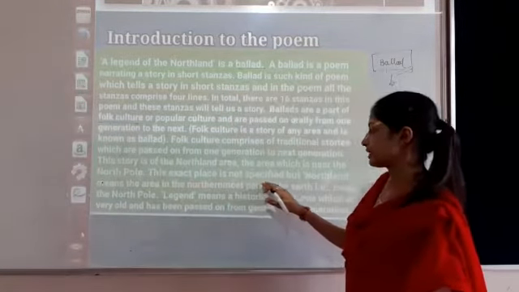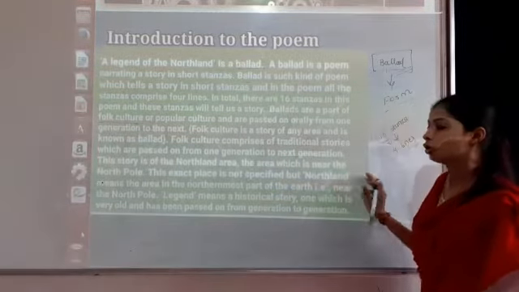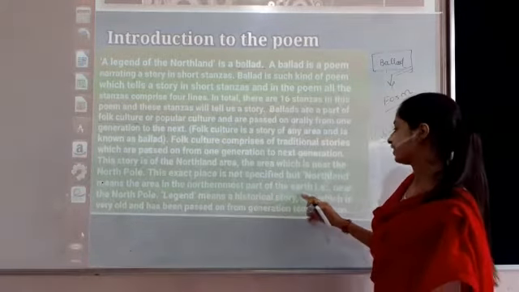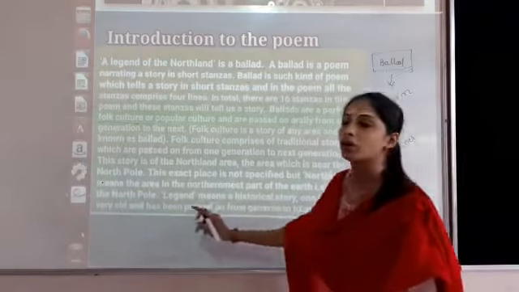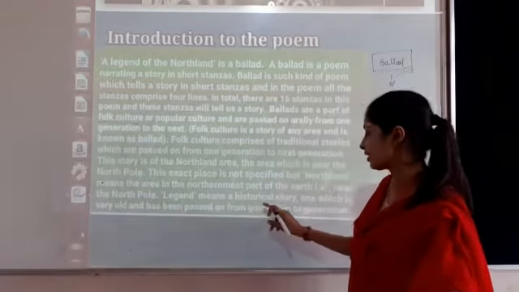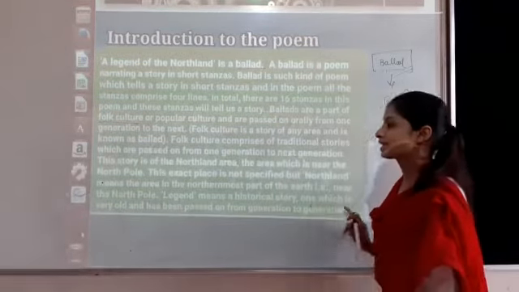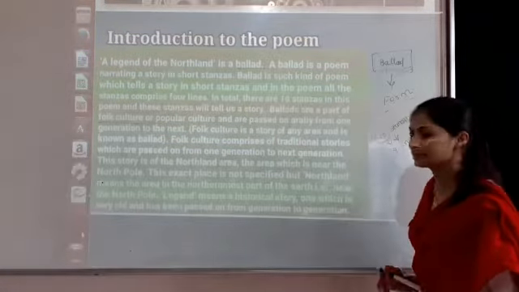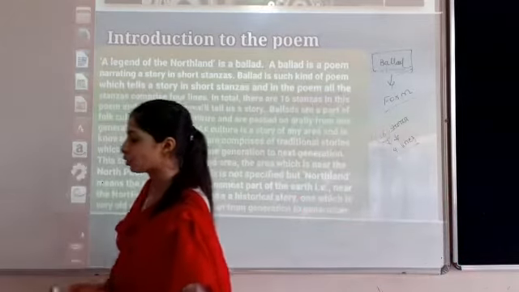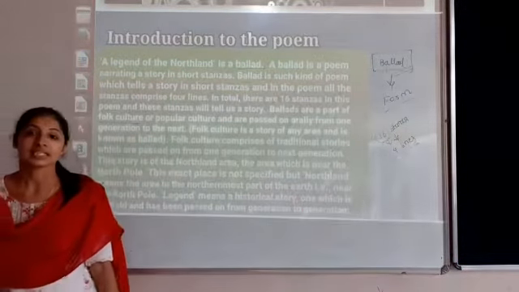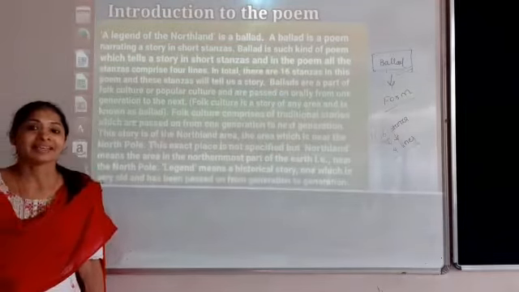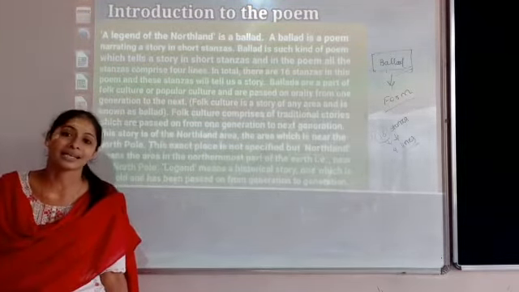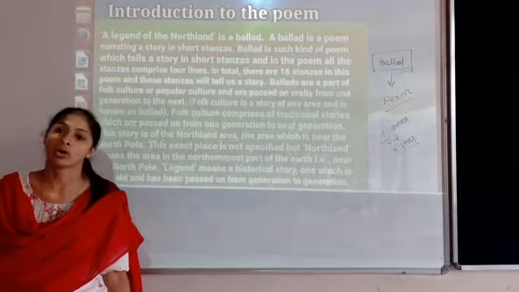This exact place is not specified, but Northland means the area in the northmost part of the earth, near the North Pole. Legend means a historical story, one which is very old and has been passed on from generation to generation. So this is a story told by one generation to another, and it happened in the past, in ancient time, in a folk culture.